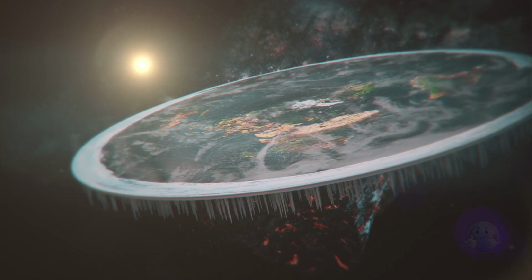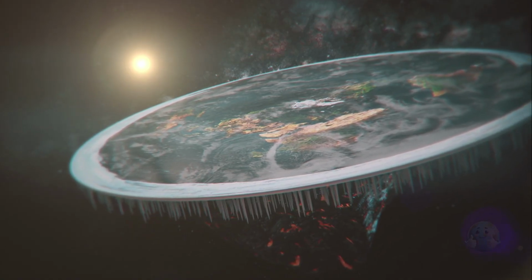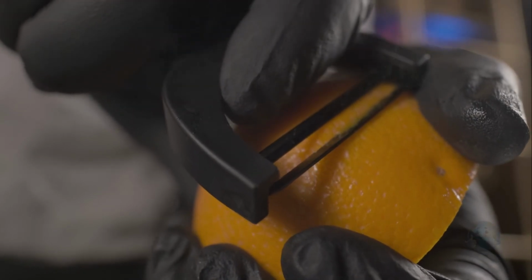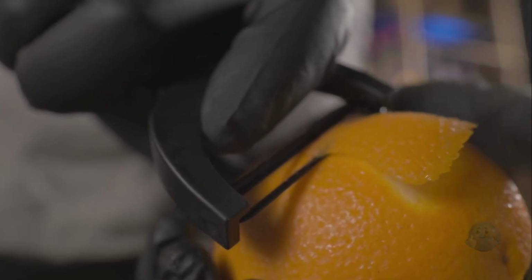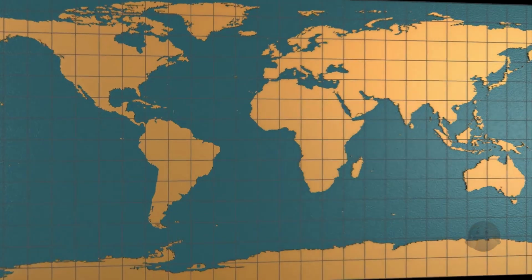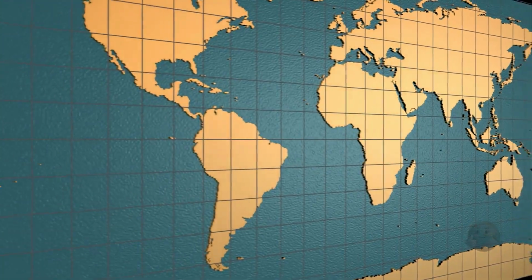The Earth is a sphere, maps are flat, and therein lies our problem. Imagine trying to flatten out an orange peel perfectly. It's impossible without stretching, cutting, or distorting something. That's exactly what happens when we try to show a round Earth on flat maps.